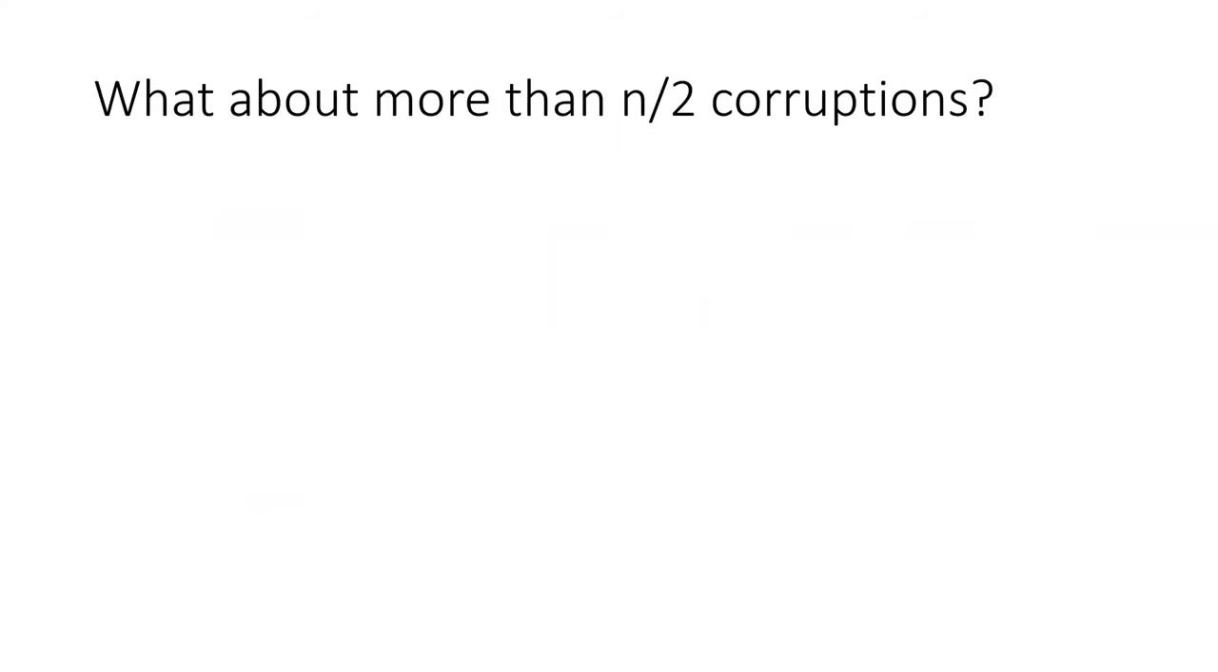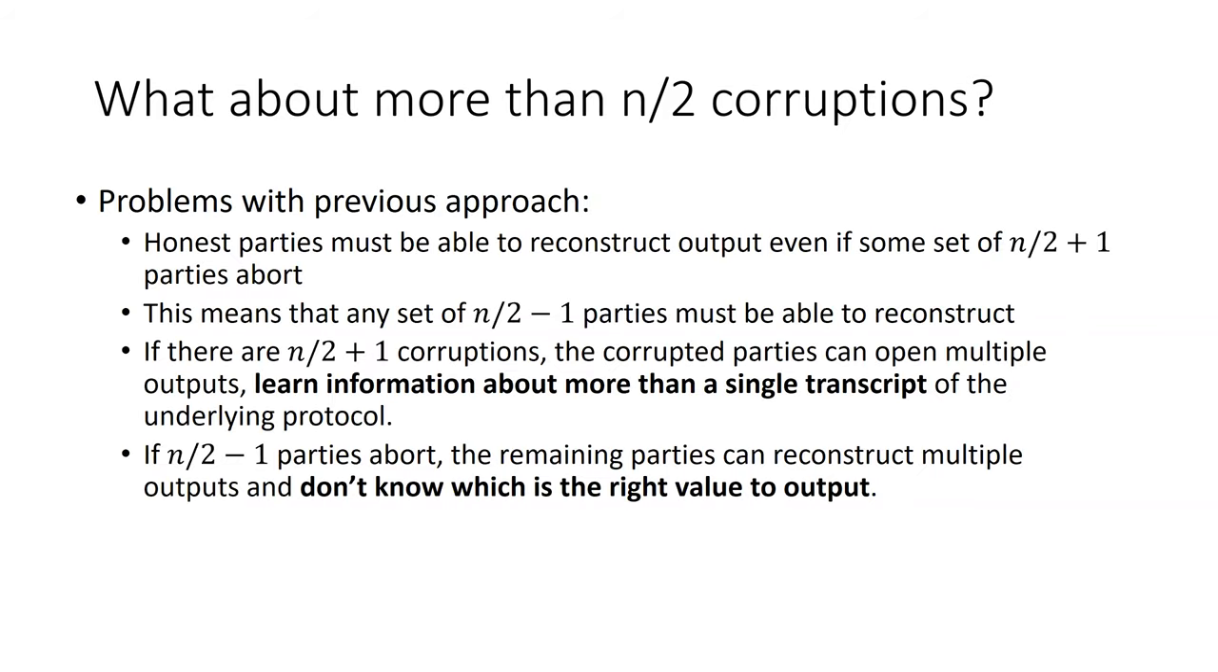So what happens if we try to apply this technique to achieve security for more than n/2 corruptions? Well, there are some problems with this approach. Note that if we want to handle more than n/2 corruptions, then we must have that the honest parties can reconstruct some output, even if n/2 plus 1 parties abort, otherwise things are hopeless. But in turn, because we don't know which n/2 plus 1 parties will be corrupt, this means that any set of n/2 minus 1 parties must be able to reconstruct their output shares.